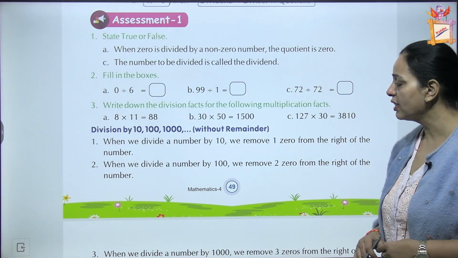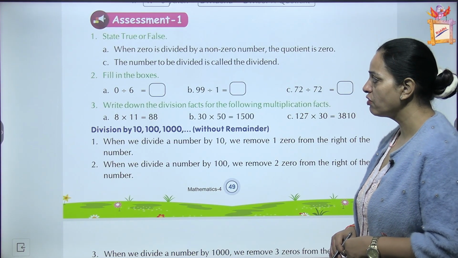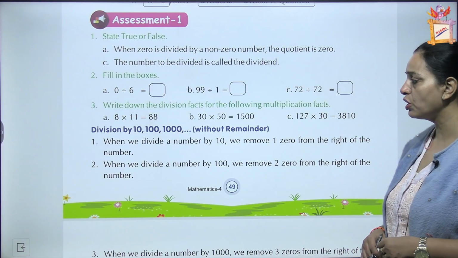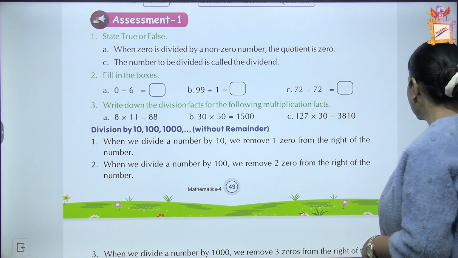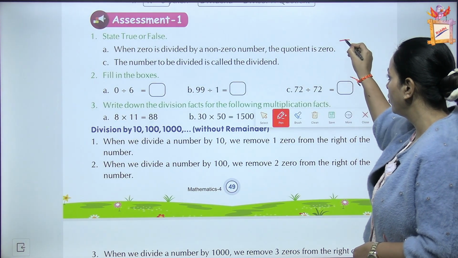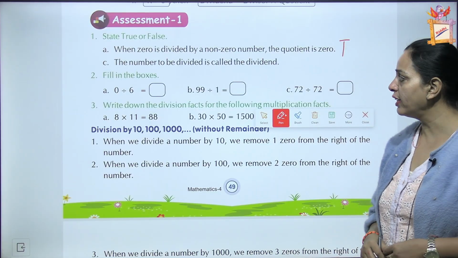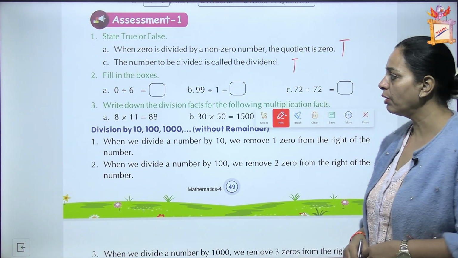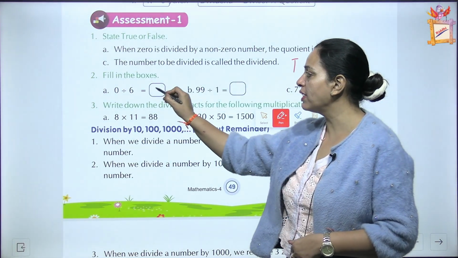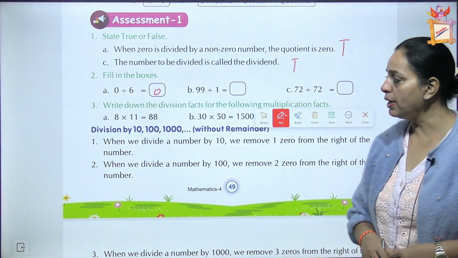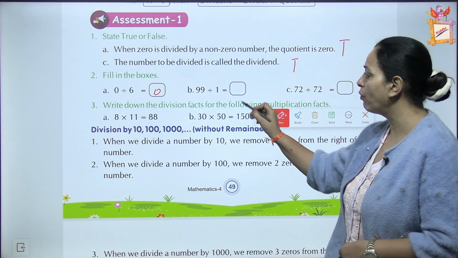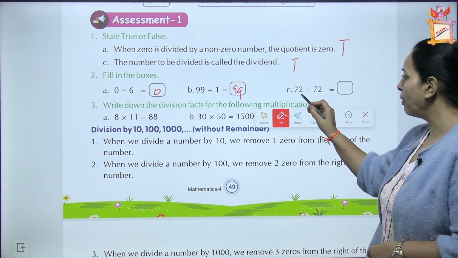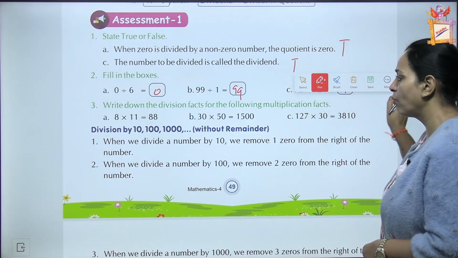Now, assessment 1. The first one, true or false. When 0 is divided by a non-zero number, the quotient is 0. Yes, this is true. The number to be divided is called the dividend. Yes, this is true. The second, filling the box. A part, 0 divided by 6 is 0. B part, 99 divided by 1 is 99. And C part, same number division, answer is 1.